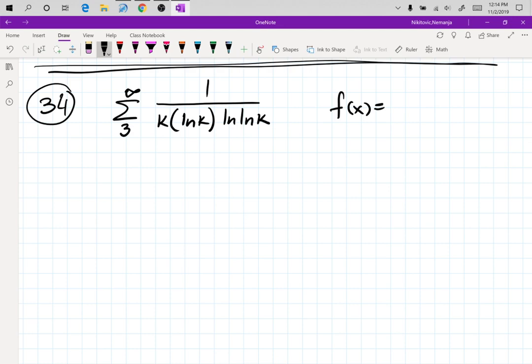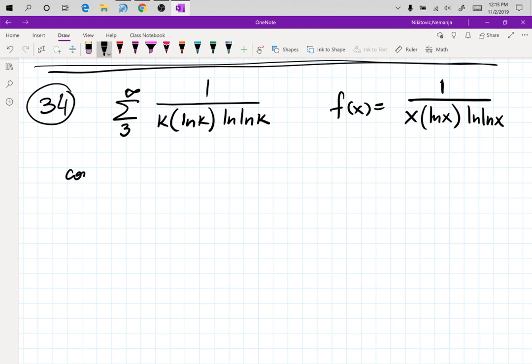I have to compute 1 over x ln x ln of x. Great. Now, the way to cheat is to graph this in Desmos, look at the graph, and say from 3 to infinity, yes, it's decreasing, right? But then we can also do all of this by hand, so let's go.